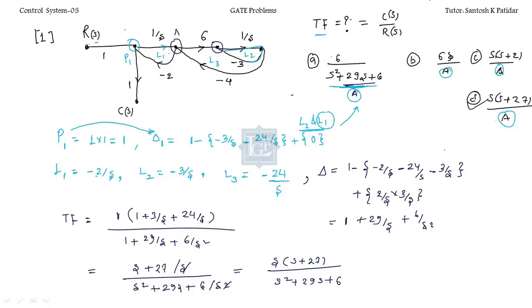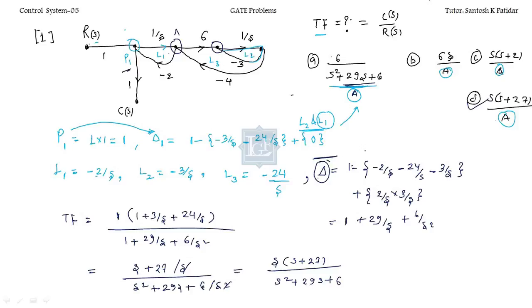So this is a 2 marks problem. So while solving, be careful, right? And always consider these loop gains. Your delta is the overall system determinant. Don't think like this: these loops are not associated with P1.